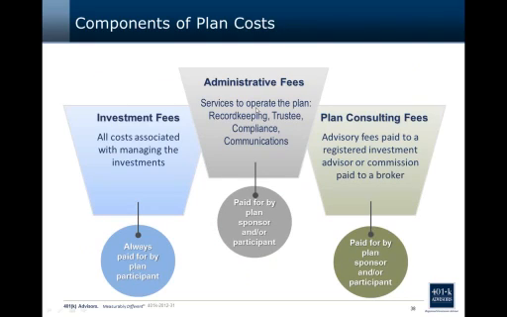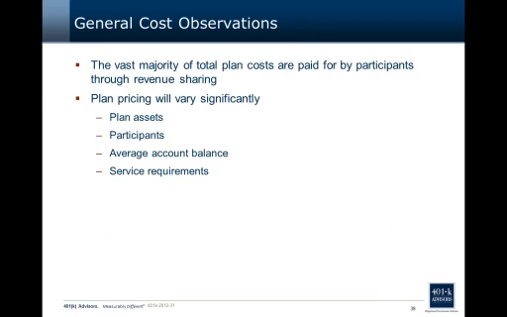And if you look at the components of cost of a plan, there are really 3 buckets that the cost will fall into. There are the investment fees, so it's all that associated with managing the investments. There's the administrative fees, so the fees associated with operating the plan: record keeping, trustee, compliance, communication, et cetera. And then there's plan advisory, plan consulting fees. So that might be what you pay your advisor, your broker, your auditor, your attorney, et cetera. Anybody that's providing service to the plan that's not your record keeper administrator or your investment manager.